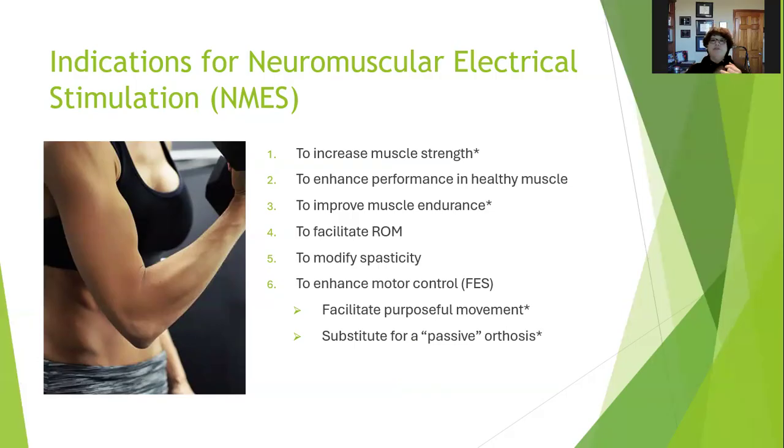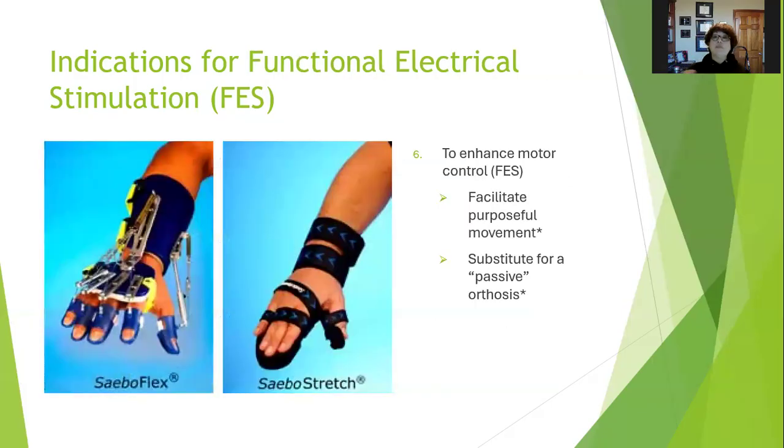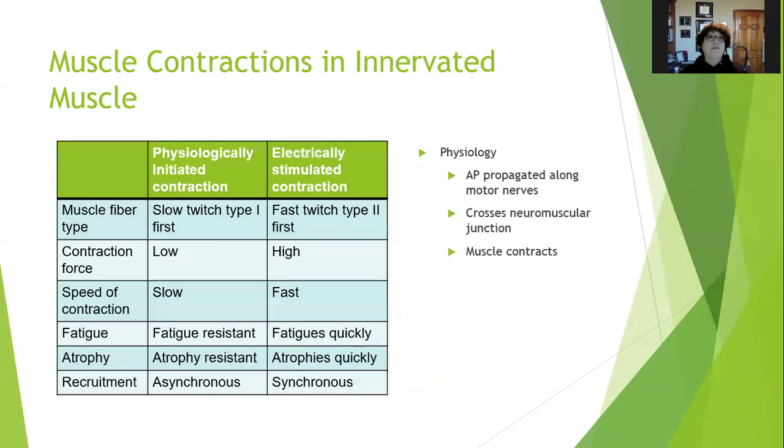So functional electrical stim is facilitating a purposeful movement or substituting for a passive orthosis. So the orthotics that give the electrical stim to perform the functional activity. This is an example of that. The one on the right is a typical non-functional electrical stim orthosis that is a passive orthosis that keeps the hand in extension, usually used after someone's had a stroke. The functional electrical stim one actually stims the extensor muscles to get you into that motion. So it adds that little enhancement.